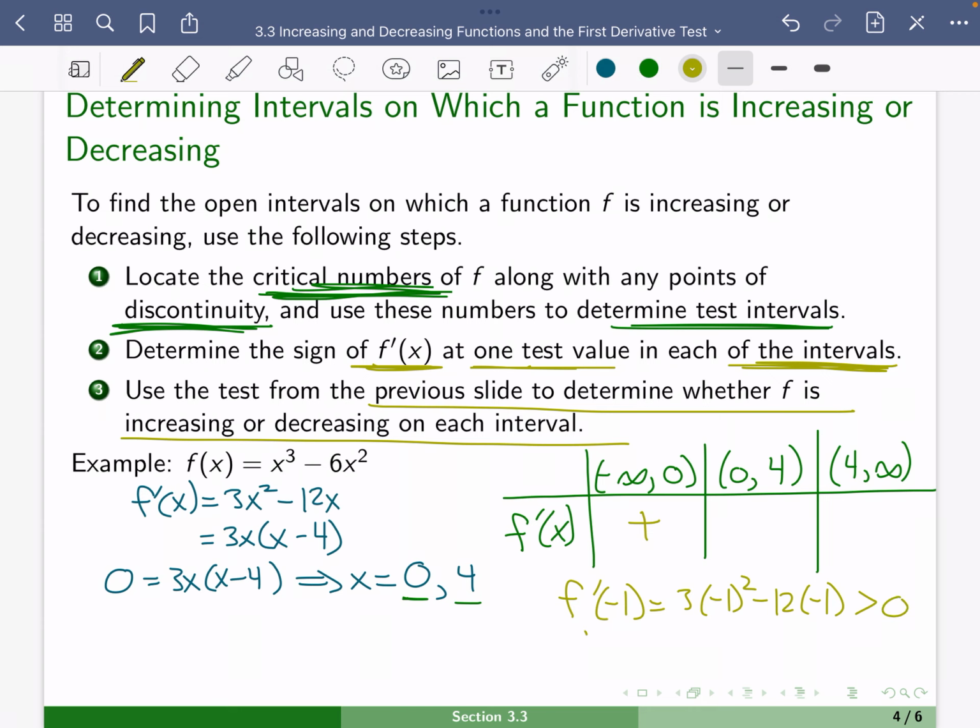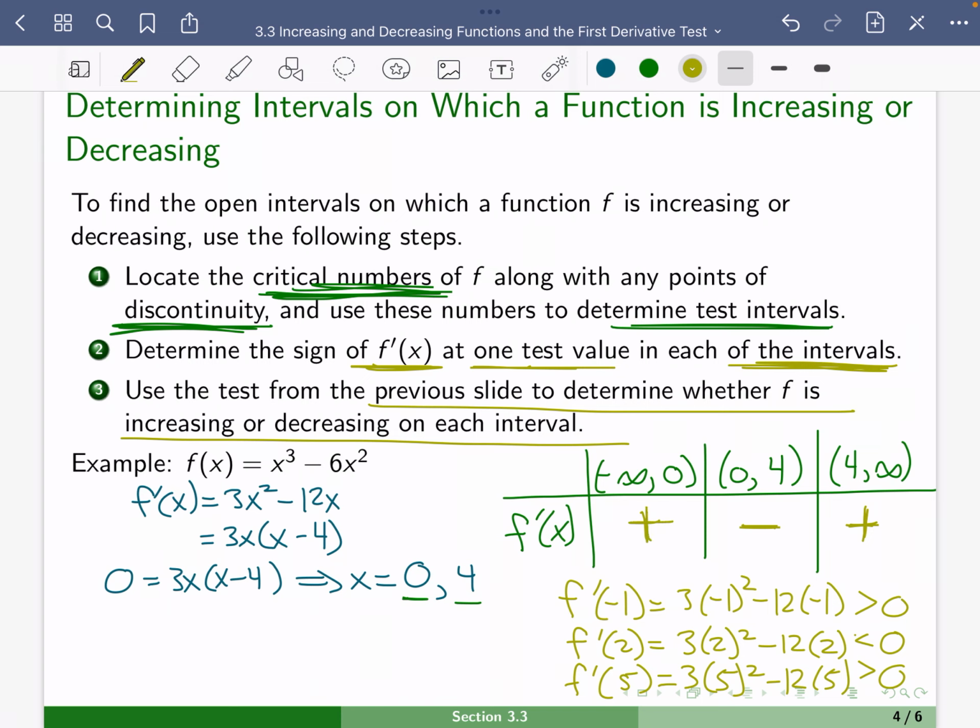Pick something between 0 and 4. I don't know, maybe 2. Plug 2 into your derivative. And if we plug in 2, we're going to find out we get some negative value, something smaller than 0. And plug in something larger than 4 into our derivative. So let's say 5. And when you do that, you'll find you get a positive value. And that is our sign chart.